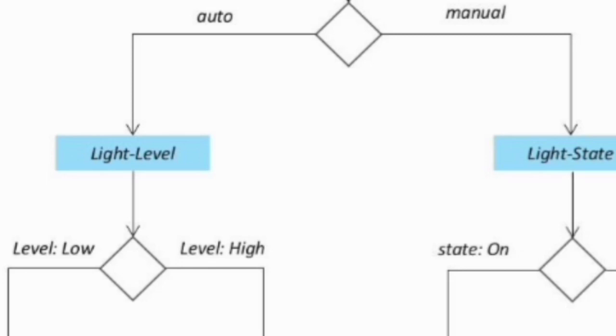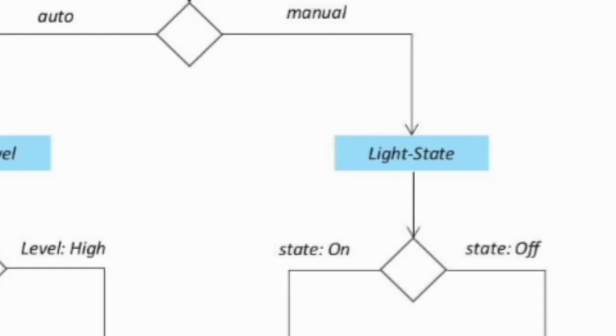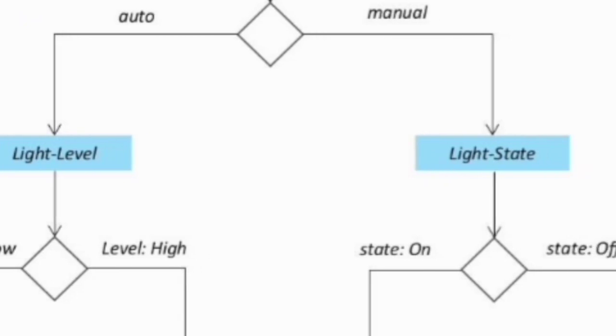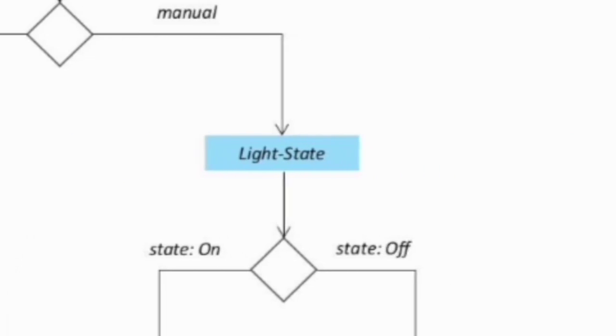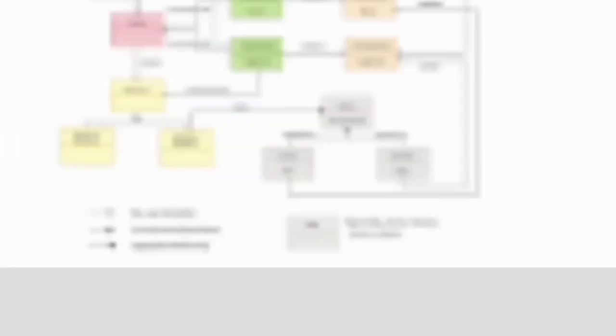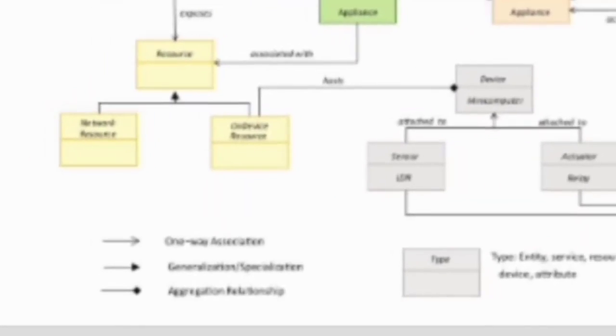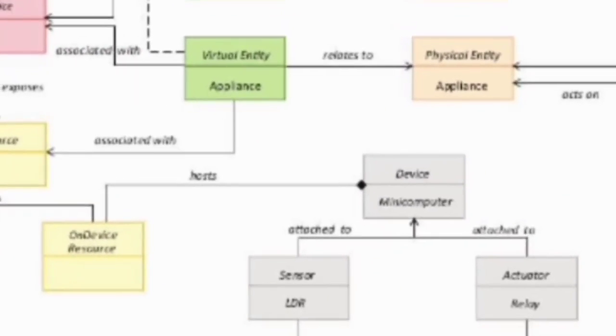Light state, light level, level low, level high, state on, state off. Here state on, state off, and state on and state off. This is the diagrammatic presentation of the home automation case study process specification. This is the representation of domain model specification.